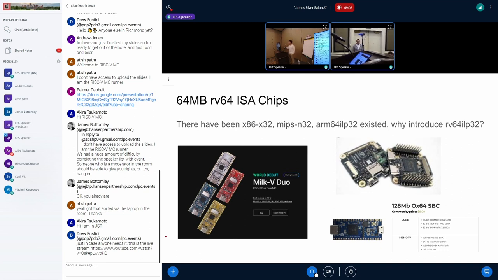I know your question is why these people need ILP32. Why didn't they get a 32-bit SoC? Because 32 is fine. One way they can run ILP32 is to run RV32. Okay, go ahead.